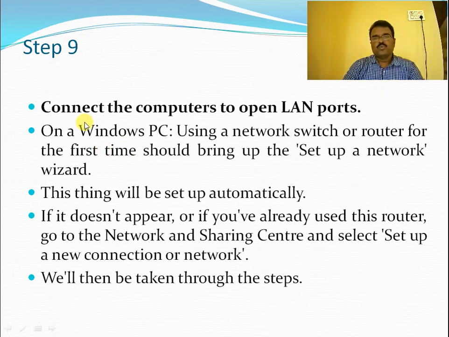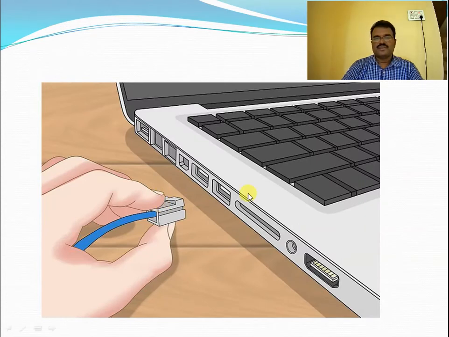We connect the computers to open LAN ports. On a Windows PC, using a network switch or router for the first time should bring up the set up a network wizard. This will be set up automatically. If it does not appear, or if we have already used this router, go to the Network and Sharing Center and set up a new connection on the network. We will then be taken through steps so that we can connect to LAN ports. So like this, we can connect the net cable to our system. Then if we connect this LAN cable to a LAN port in our desktop or laptop computer, this computer is connected to the LAN.